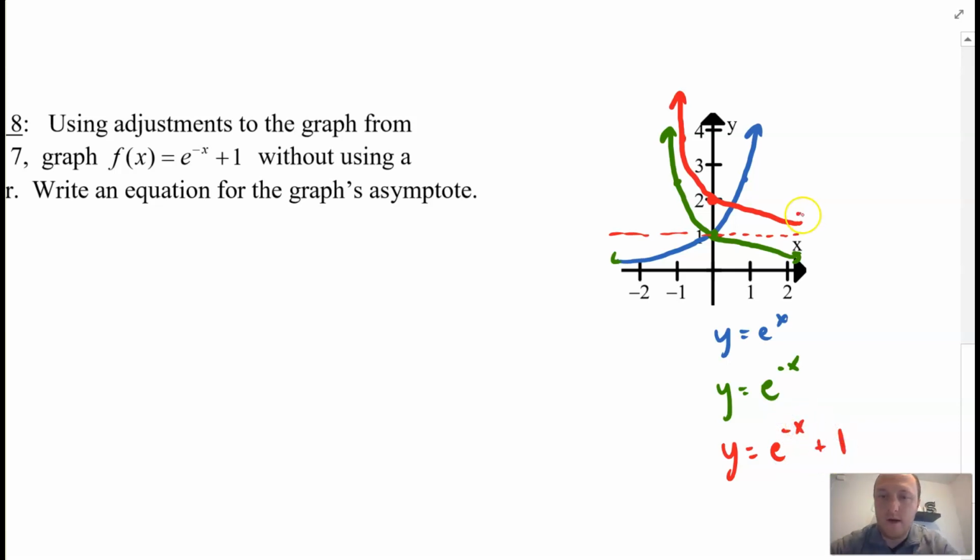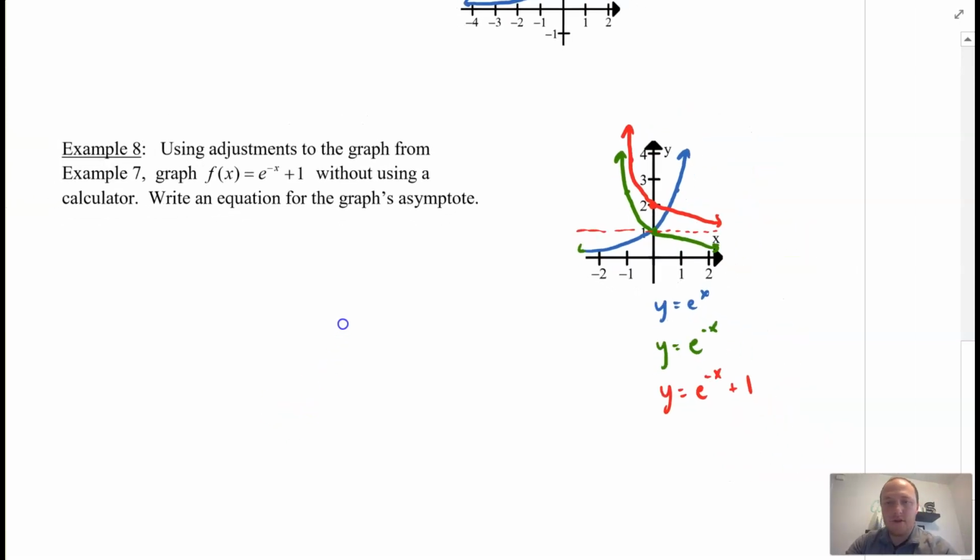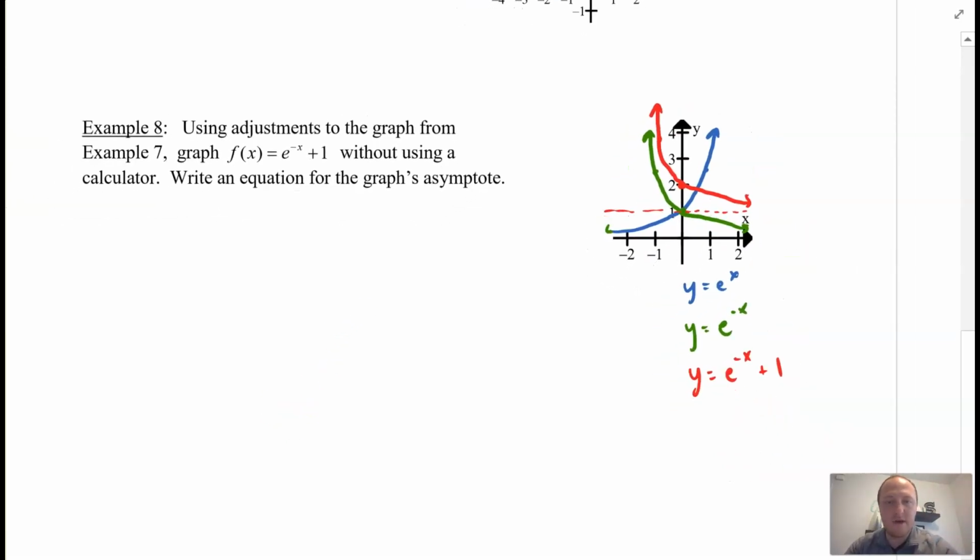And there is y equals e to the power of negative x plus 1. There's our graphing. And then, of course, it says write an equation for the graph's asymptote. Our asymptote's at 1, so that is y equals 1. There it is.